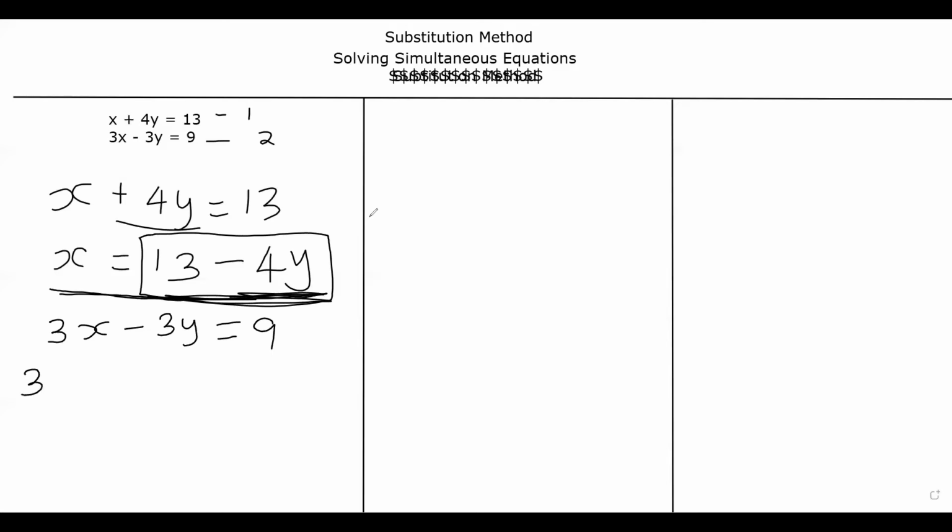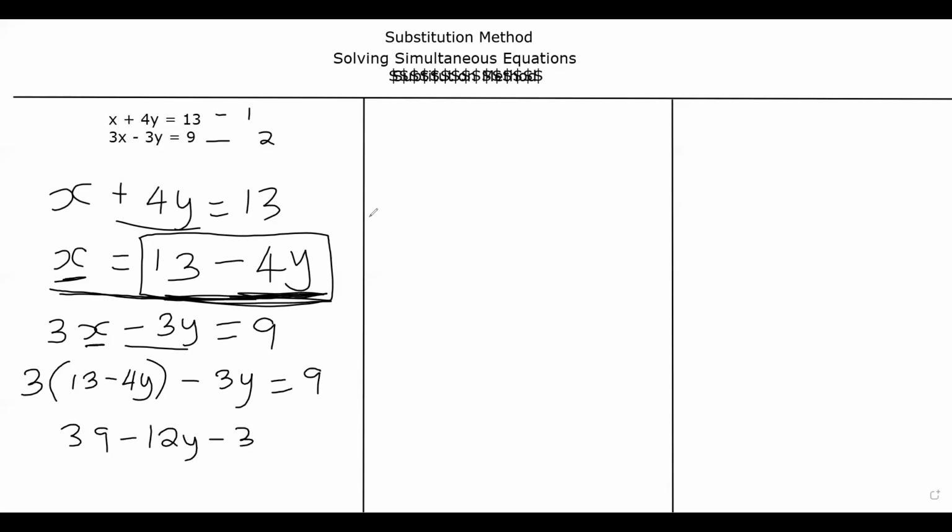So this is 3, and where we have x, we put this there. So I'll put it inside the bracket like this, 13 minus 4y, and then the rest of the equation, minus 3y equals 9. Okay, and now let's open the bracket. So 3 times 13 gives us 39. 3 times negative 4y gives us negative 12y, and then the rest of the equation, minus 3y equals 9.